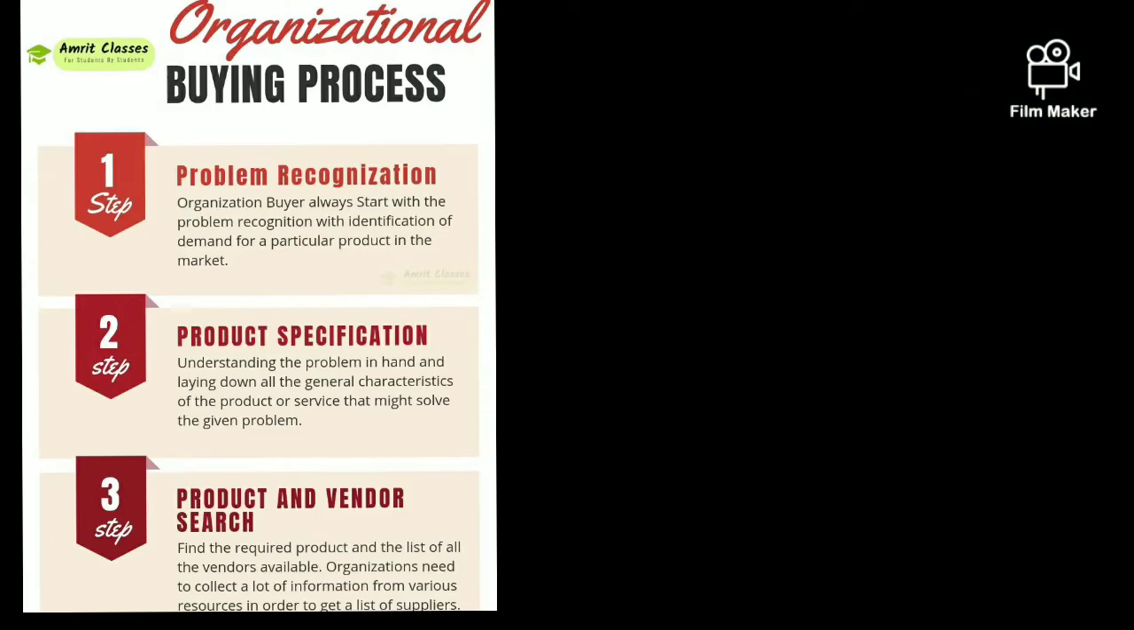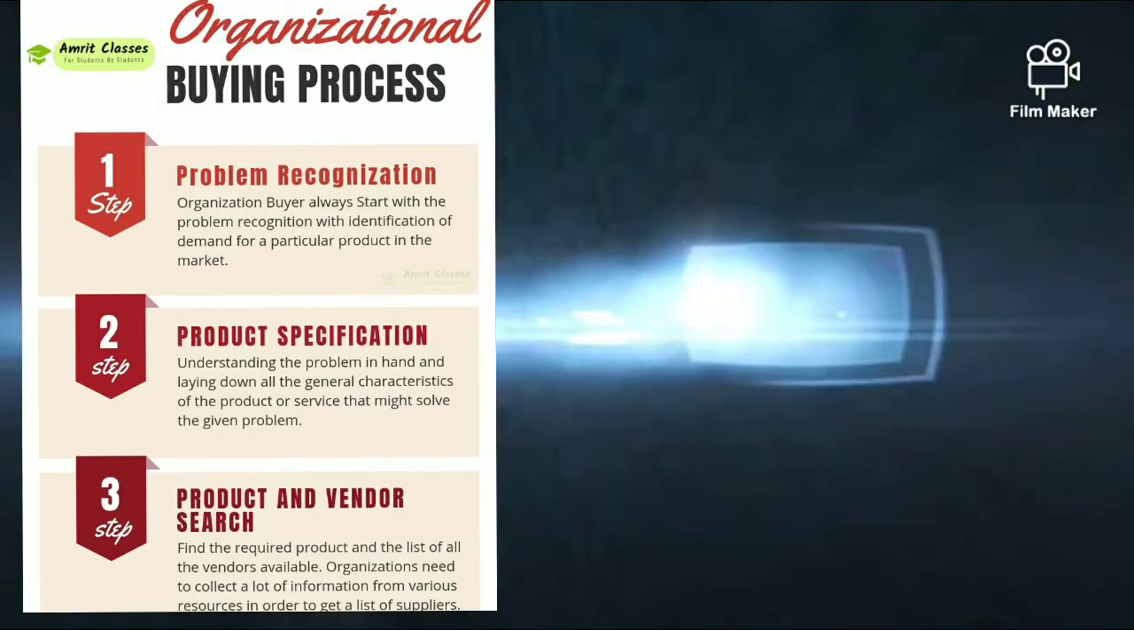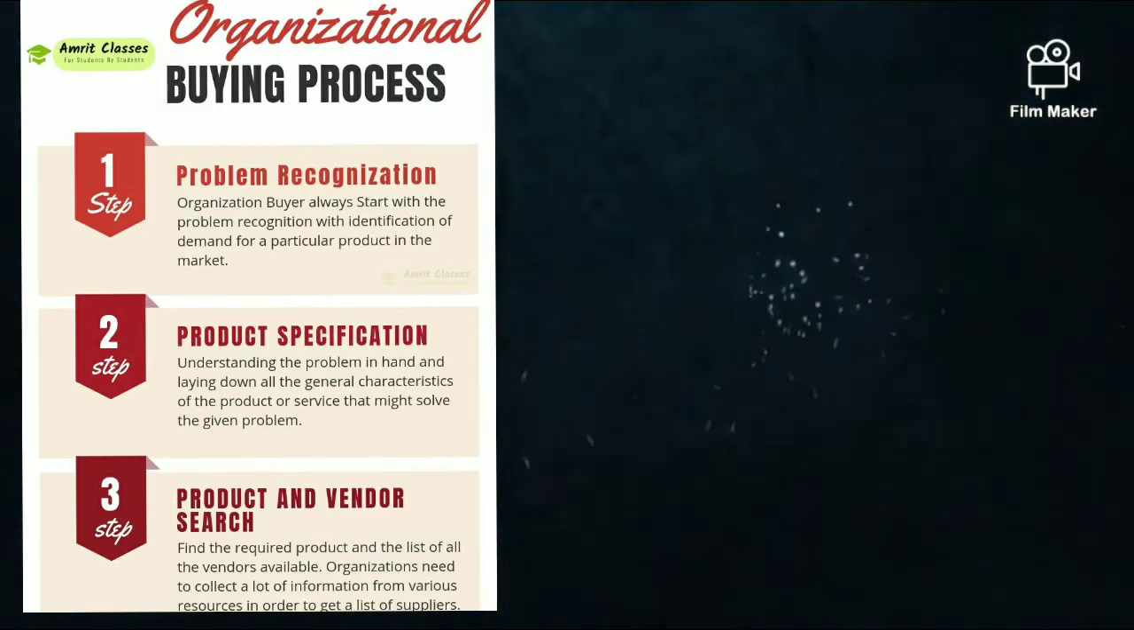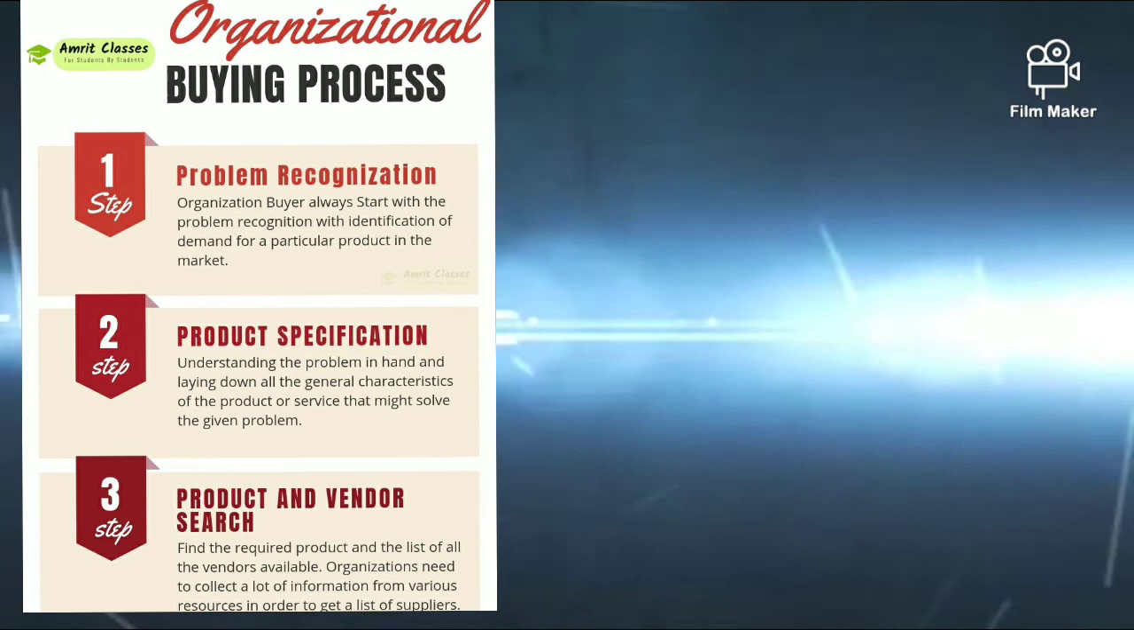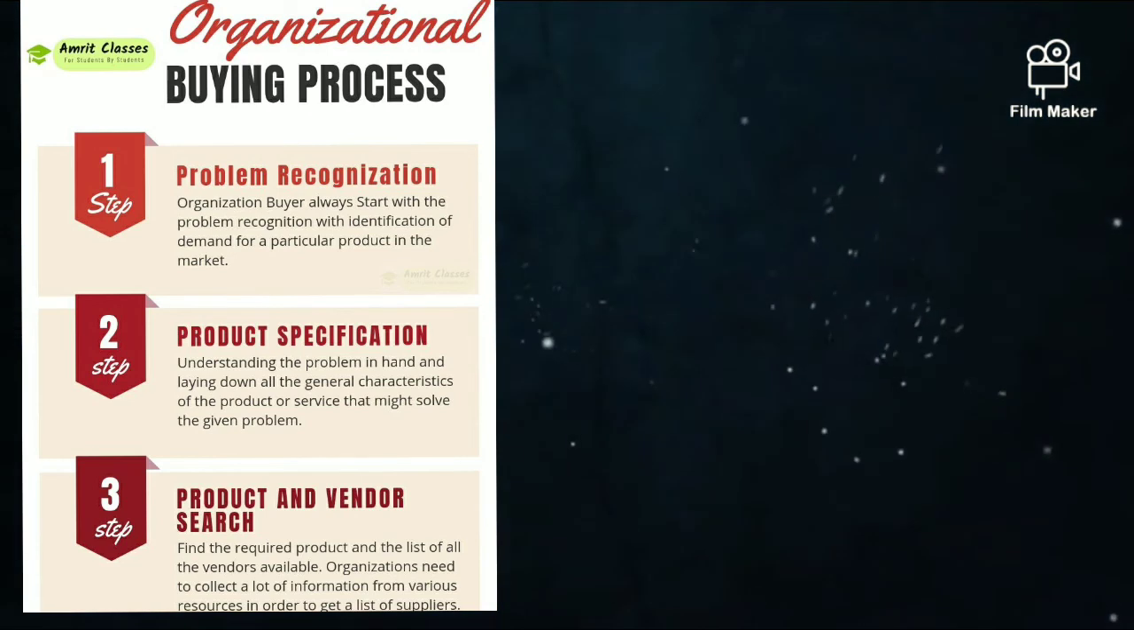The organizational buying decision process has different phases or steps. The first step is problem recognition. It's nothing but need recognition. Every organizational buyer always starts with problem recognition, with the identification of demand for a particular product in the market. That means he will identify what product has demand in the market.